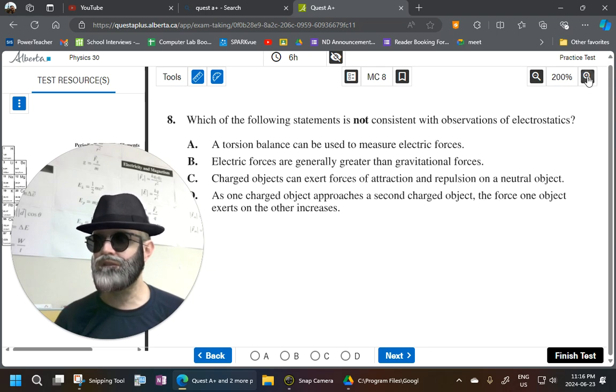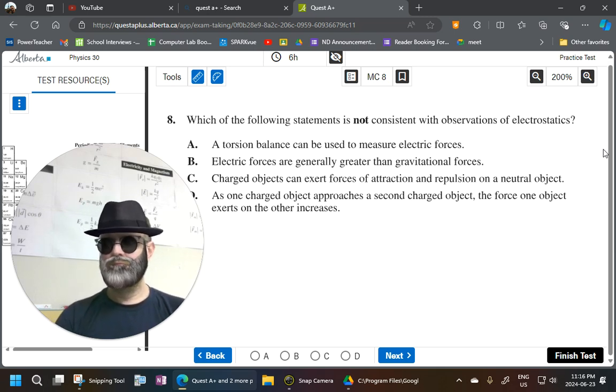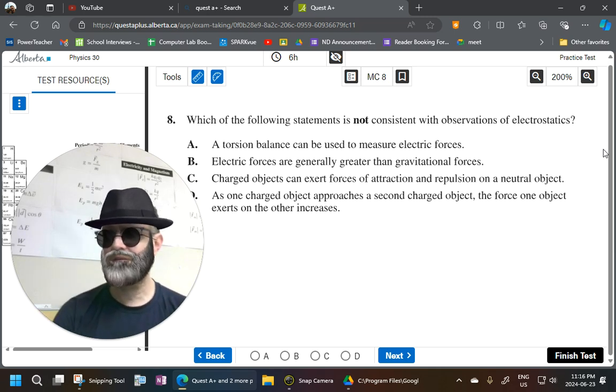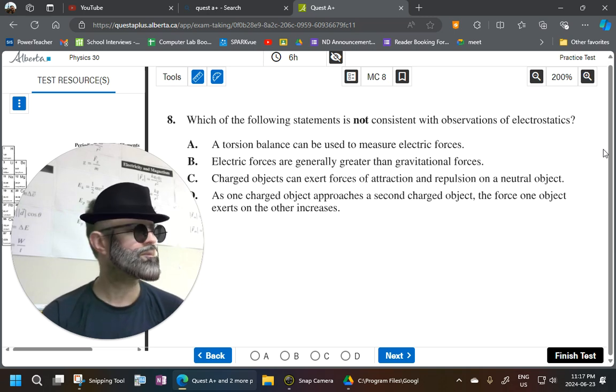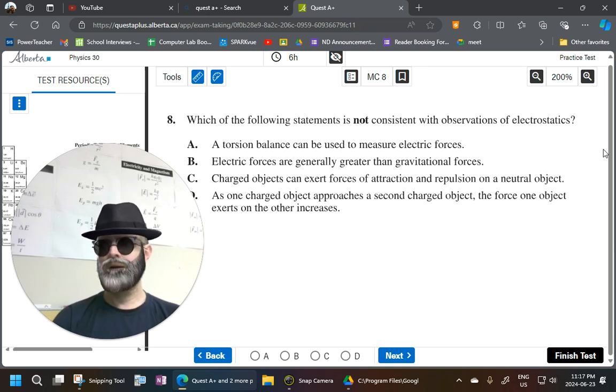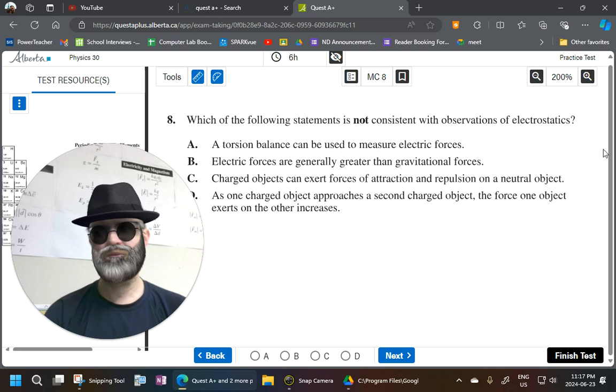Which of the following is not considered an observation in electrostatics? A torsion balance can be used to measure electric forces. Not consistent with observations? I guess it could be, yeah. Can we measure electric forces? Yeah. Electric forces are generally greater than gravitational forces. That's true. You can overcome gravitational forces pretty easily with electric forces. Actually, no, just a second. It really depends. I don't know about B. I'm going to go back to that one.